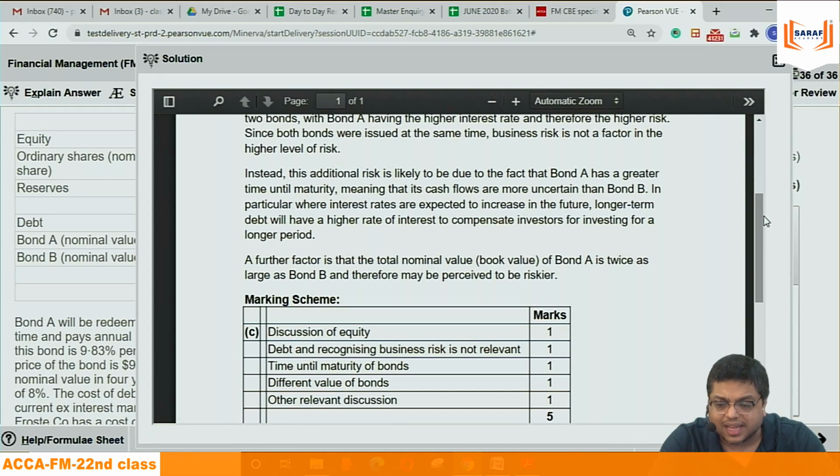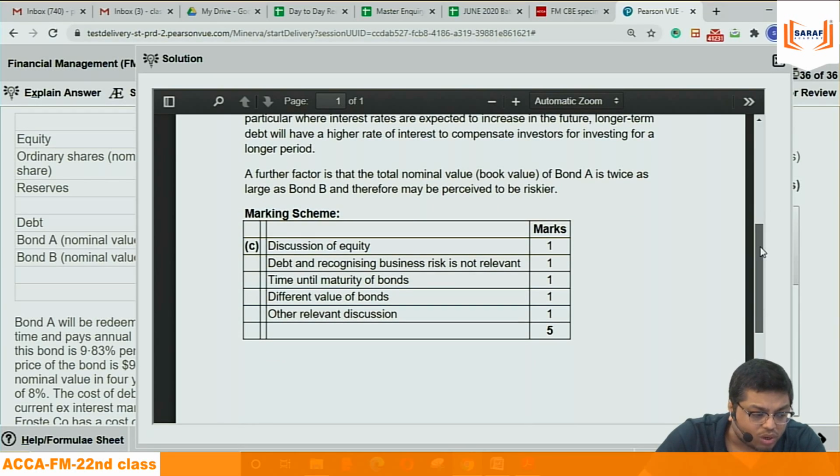A further factor is that the total nominal value of bond A is twice as large. That also I have not said. Bond A is 20 million, bond B is 10 million, twice. And therefore it may be perceived to be riskier, as the money to be repaid is more.